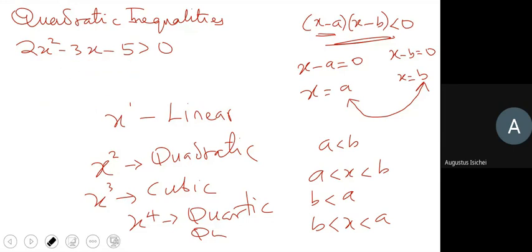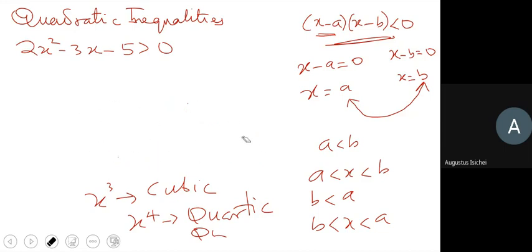If it was a cubic expression, how many factors do you think a cubic expression would have? How many factors? 3. Beautiful, because it's of order 3. The degree is 3, so there'll be 3 factors. For quartic, 4 factors, and the rest. So any quadratic expression that is factorizable, in fact, it has to be factorizable, that means it must have a factor.